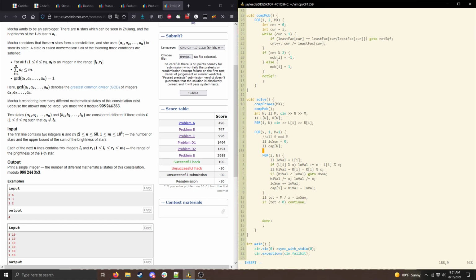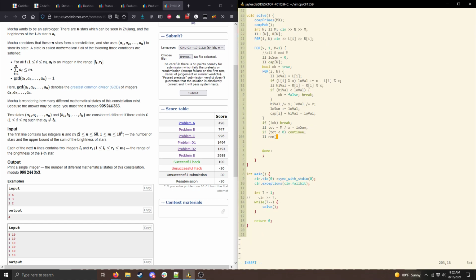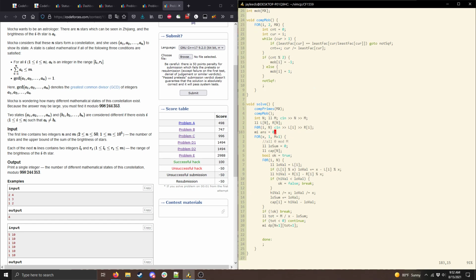I need to define all my variables up here. Actually, you know what? It's actually probably going to be easier to do it like this. Okay, so p of m plus 1 code plus 1. Oh wait, not LL. What am I doing? MI. And also I'm going to do this.